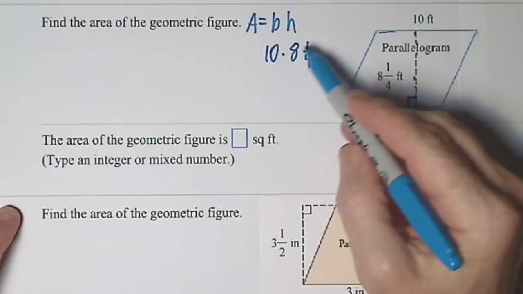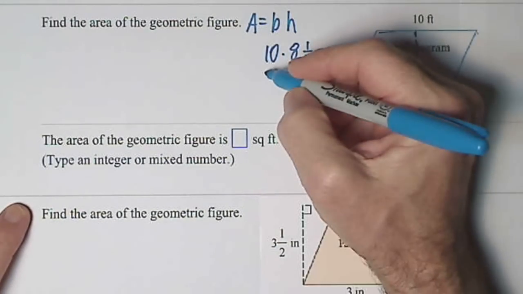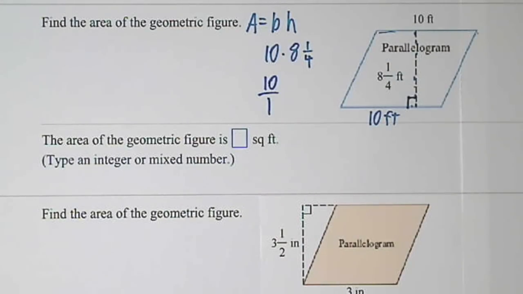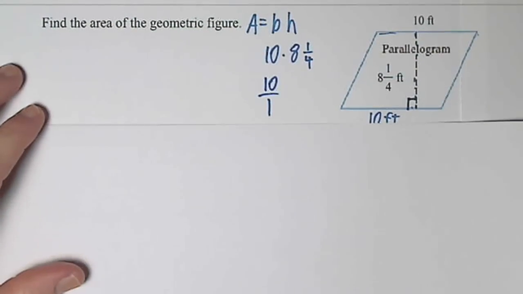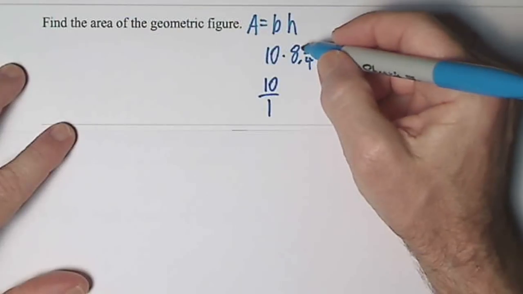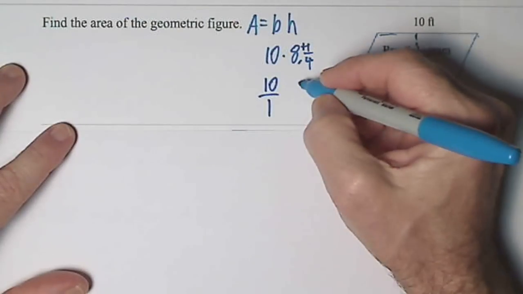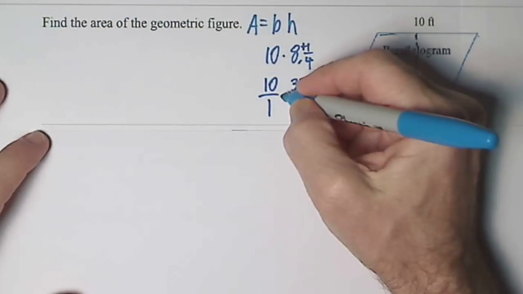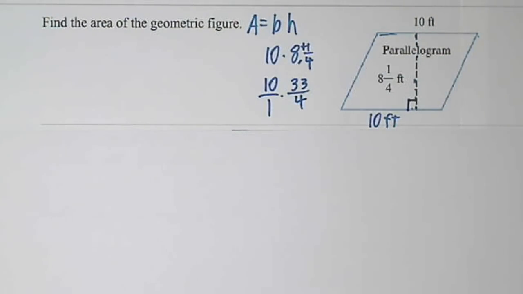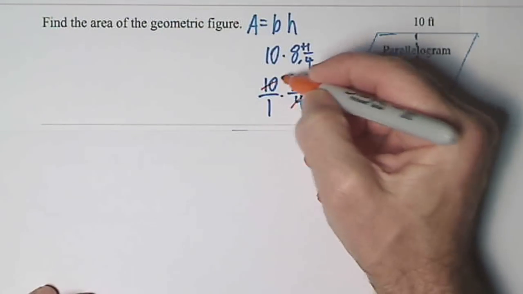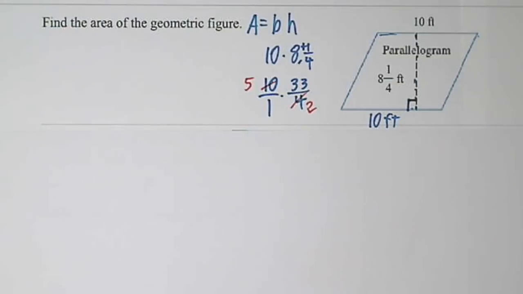And obviously, we can't multiply a mixed number, so we'll make 10 a fraction, 10/1, and we'll also make 8 1/4 an improper fraction, so that would be 33/4. We're multiplying here. And I always want to cancel when I can. 2 goes into 4 twice. 2 goes into 10 5 times.